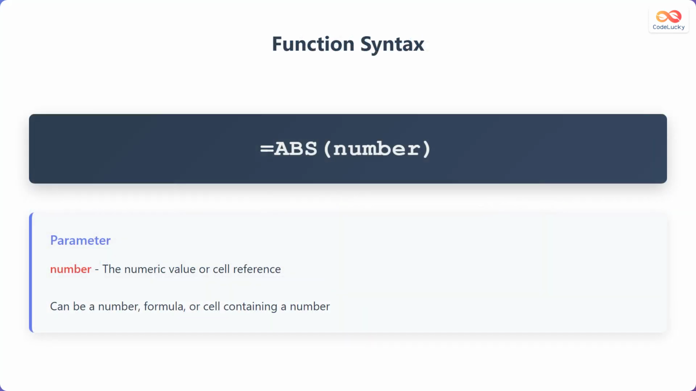The syntax for the ABS function is as follows: =ABS(number). The parameter number is the numeric value or cell reference that you want to find the absolute value of. This can be a number, a formula, or a cell containing a number.